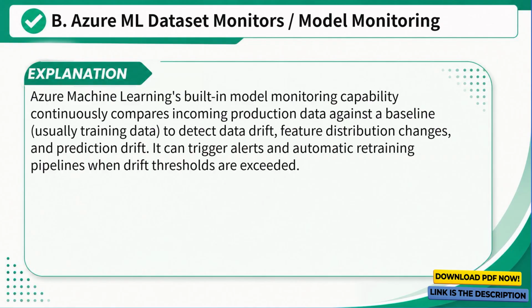Explanation: Azure Machine Learning's built-in model monitoring capability continuously compares incoming production data against a baseline, usually training data, to detect data drift, feature distribution changes, and prediction drift. It can trigger alerts and automatic retraining pipelines when drift thresholds are exceeded.